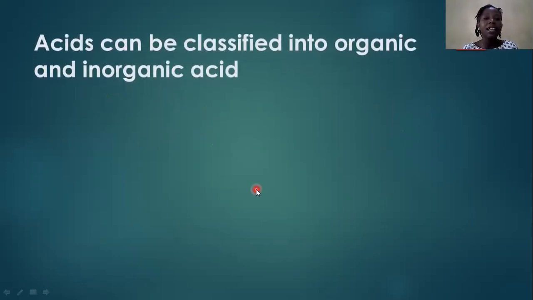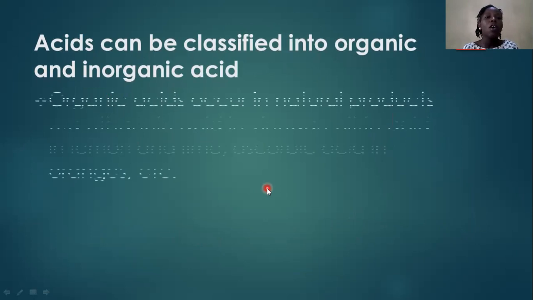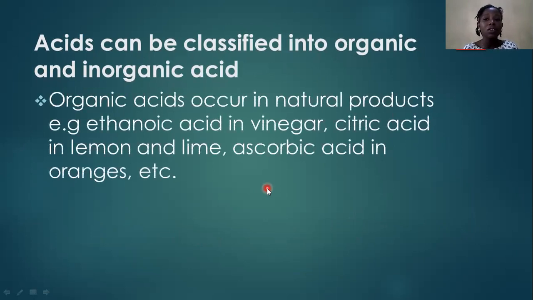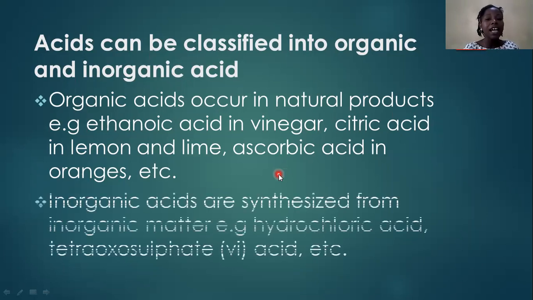Acid can be classified into organic and inorganic acid. Organic acids are those acids that are found in natural products, like you have ethanoic acid in vinegar, citric acid in lemon and lime, ascorbic acid in oranges, lactic acid in milk, tartaric acid in grapes. I gave you quite a number of examples in your notes. Go there and you will see them. Then inorganic acids are those acids that can be synthesized from inorganic matter. They are synthesized in the lab, e.g. hydrochloric acid, tetraoxosulfate(VI) acid, tetraoxophosphate(V) acid, trioxocarbonate(IV) acid.